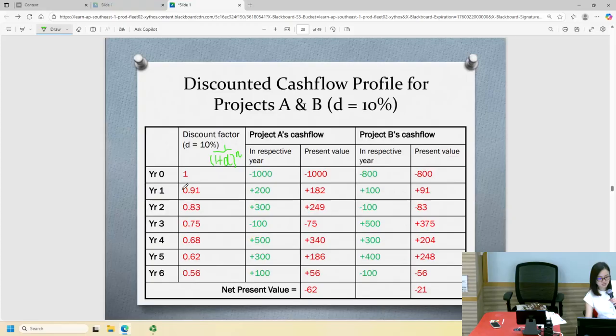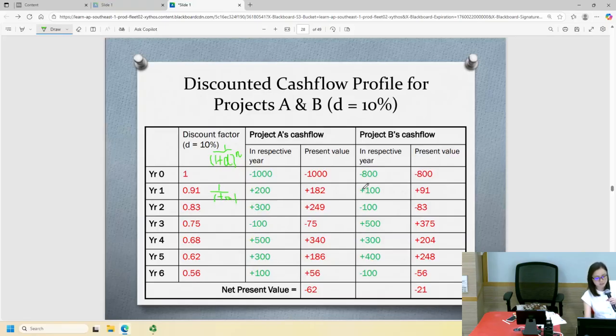Let's say it is year 1. Then 1 divided by 1 plus 0.1, you can calculate 1 divided by 1.1, which is 0.91. That's this value. Similarly, 1 divided by 1.1 squared will be 0.83. So these are for the future money.